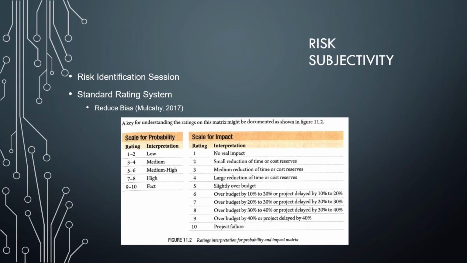In order to maintain a cohesive outlook on risks, it is recommended that project managers and organizations use a standard rating system for risk. You can view the example in this slide, which is actually from the PMP exam prep book. You can see that utilizing a standard rating system will reduce bias from team members, stakeholders, or vendors.